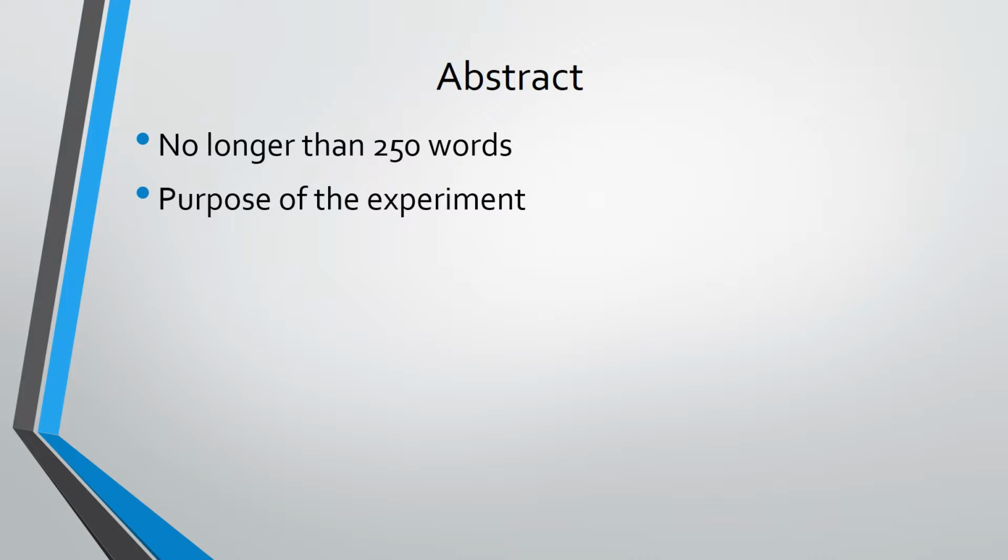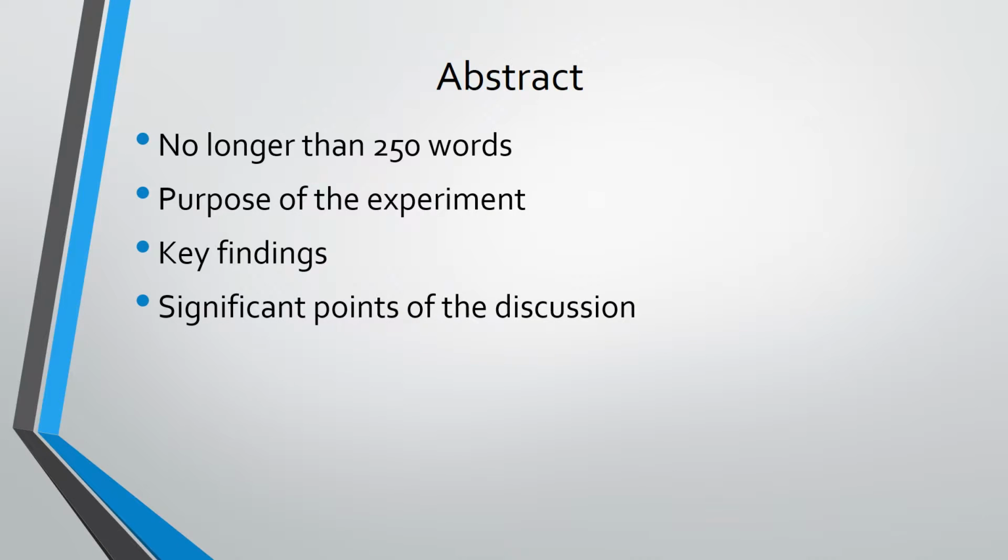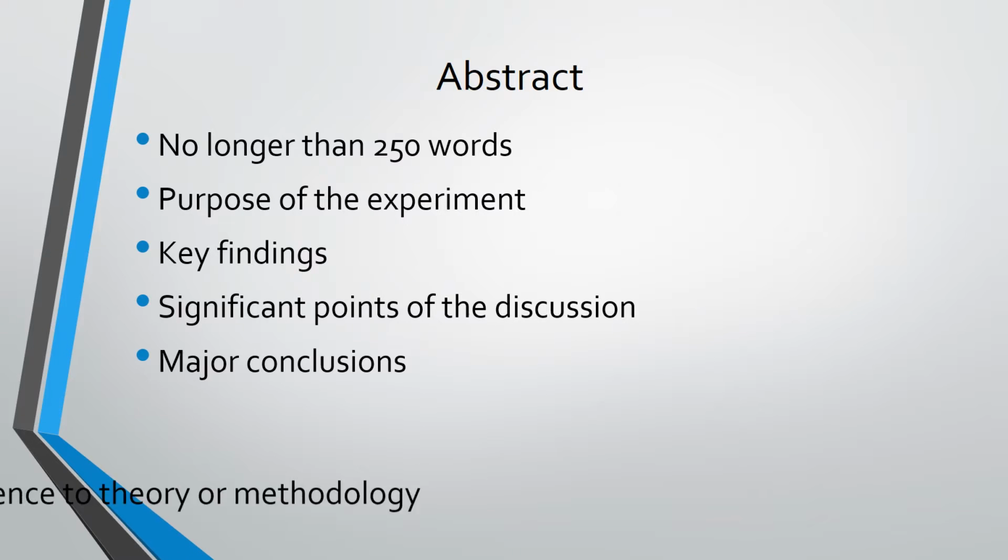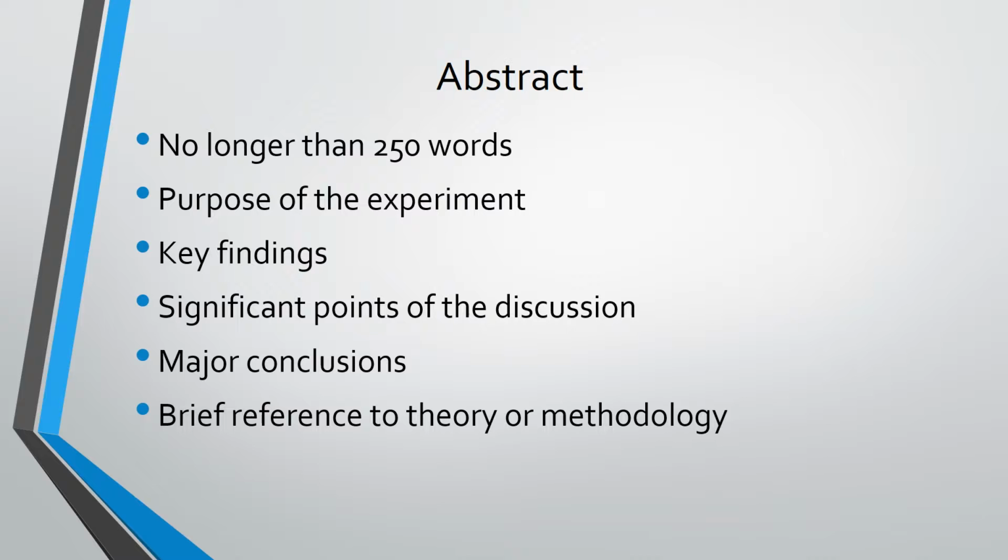Next is the abstract. Your abstract should be no longer than 250 words. It should include the purpose of the experiment, then the key findings, the significant points of the discussion, and the major conclusions. Also include a brief reference to theory or methodology, but no references.